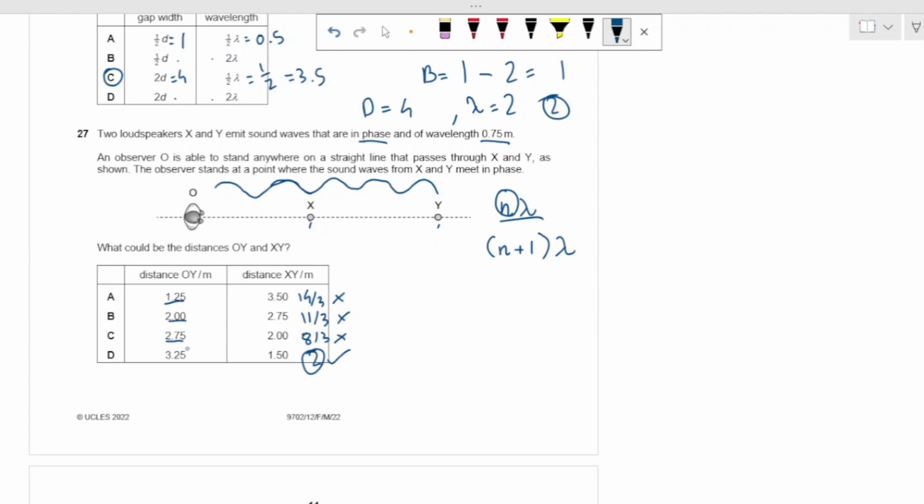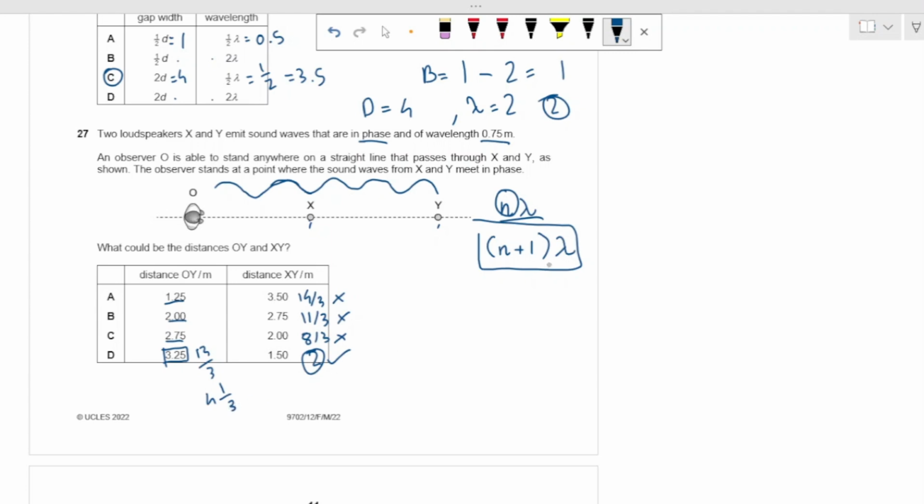Now it might sound confusing, but this is used for the waves being completely out of phase. If you apply the same process for distances O and Y, you would see that option D would still be correct. Why? Because when you divide 3.25 by 0.75, you get 13 by 3. And 13 by 3 is basically 4 1/3.